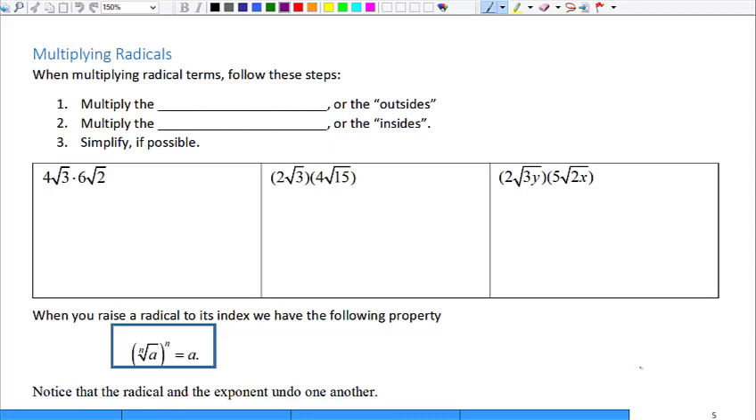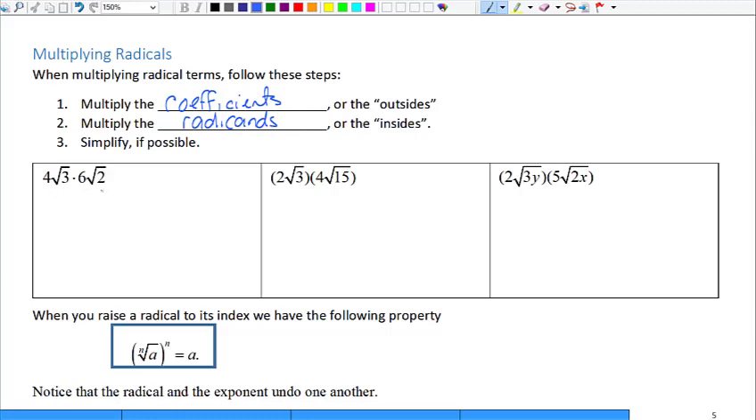Okay, so the next thing we're going to talk about is multiplying radicals. Unlike adding and subtracting, where you had to have a common or like term, multiplying, you don't have to have like terms. All you have to do is multiply the coefficients, which are the outside, and then multiply the radicands, which are the insides. And then if you can simplify, you'll need to do that.